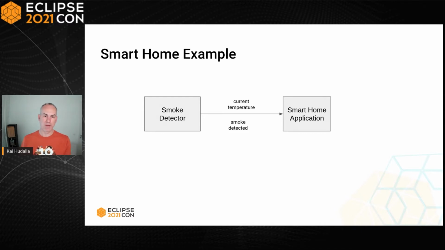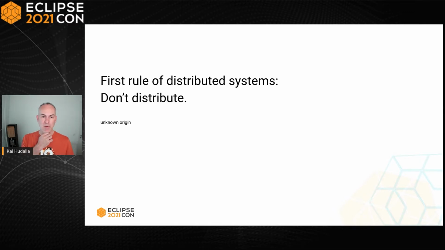So why am I showing this to you? Even this very simple setup also constitutes a distributed application, a distributed system. And we all know what the first rule of distributed systems is. It is don't distribute unless you have a very good reason to do so. And that is because there are several impediments involved when you distribute a system.